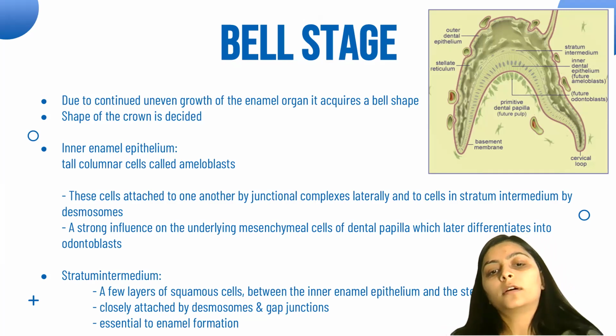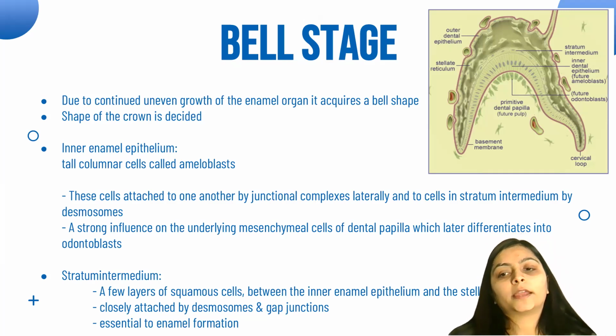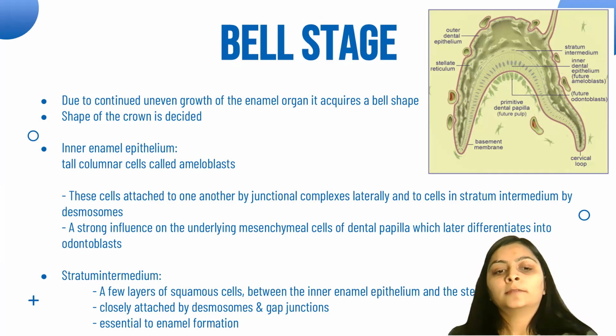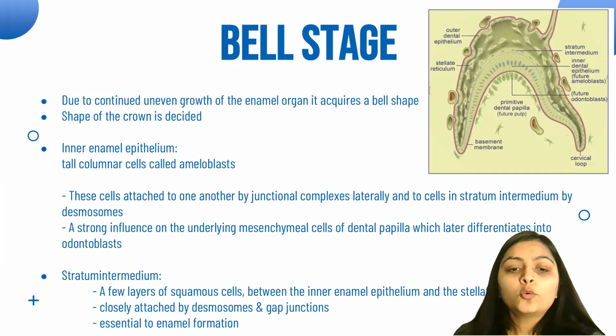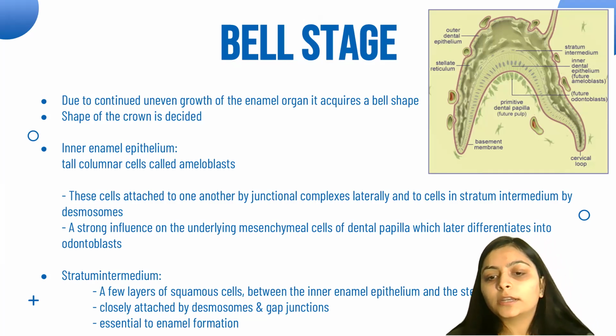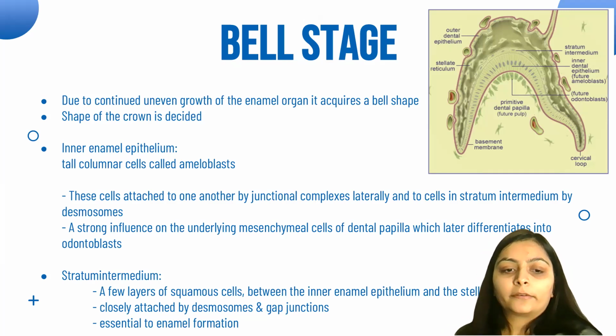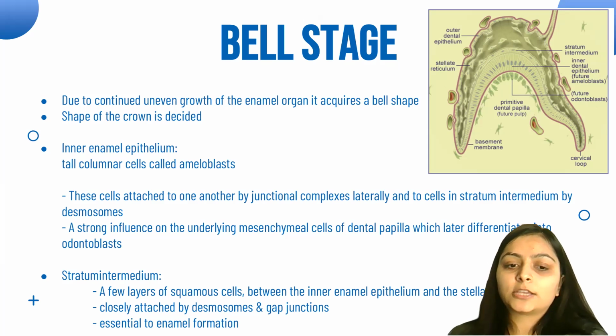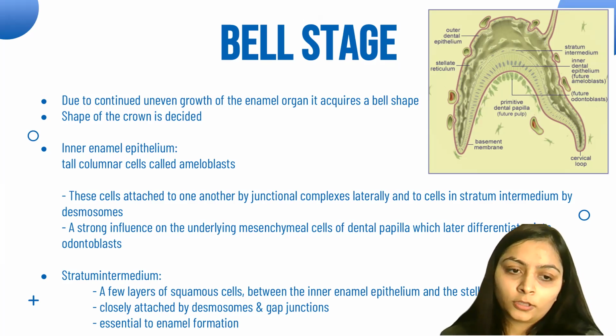These cells are attached to one another by junctional complexes laterally and to cells in the stratum intermedium by desmosomes. There is a strong influence of underlying mesenchymal cells of the dental papilla, which later differentiate into odontoblasts. Stratum intermedium, a few layers of squamous cells between the inner enamel epithelium and the stellate reticulum, closely attached by desmosomes and gap junctions, is essential for enamel formation.